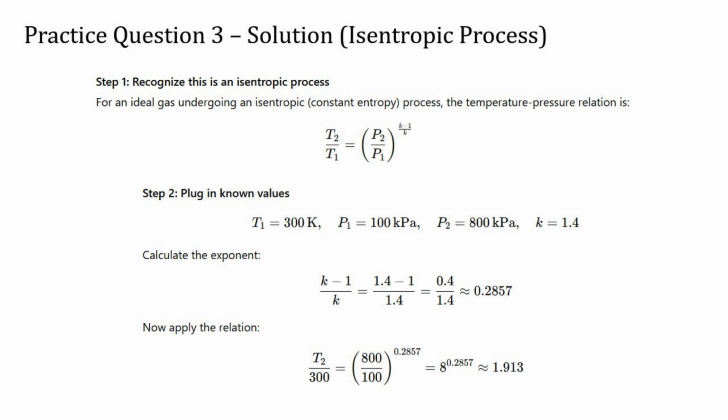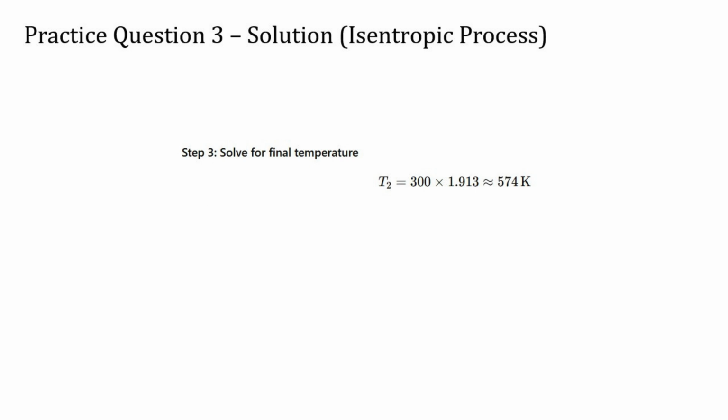We first compute the exponent by subtracting 1 from k and then dividing by k, which is approximately 0.2857. Using this exponent, we take the ratio of final pressure to initial pressure, which yields approximately 1.913. Finally, we find the final temperature, which results in 574 Kelvin. Therefore, option C is correct.